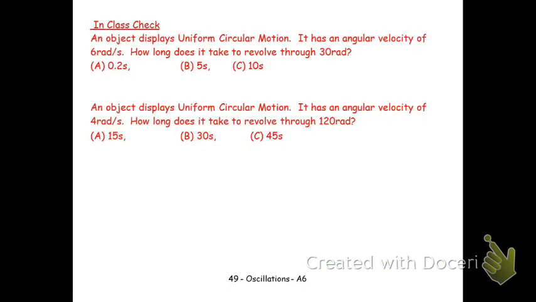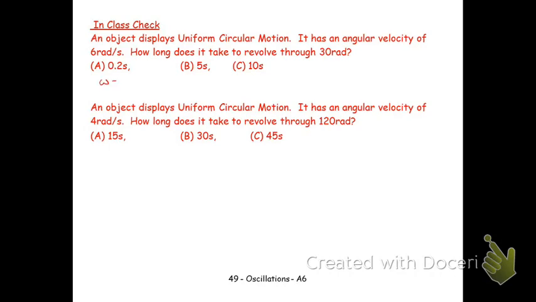An object displays uniform circular motion. It has an angular velocity of 6 radians per second. How long does it take to revolve through 30 radians? Okay, so let's have a look.